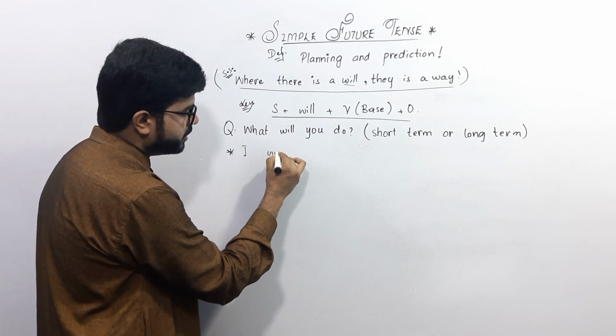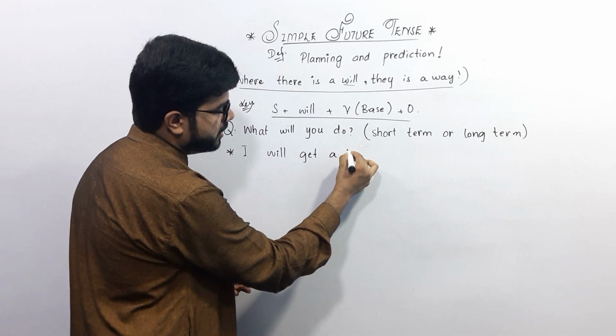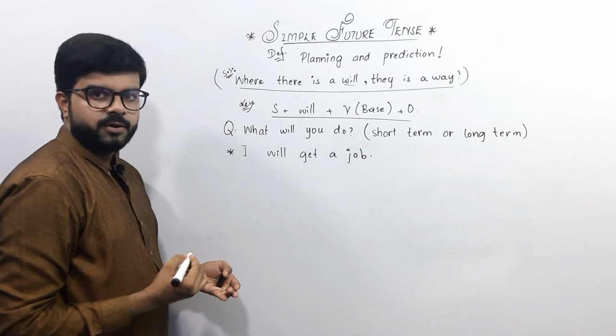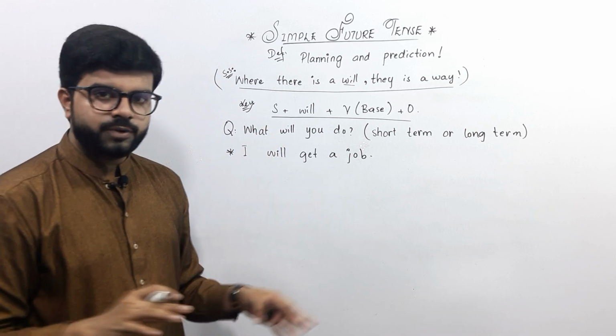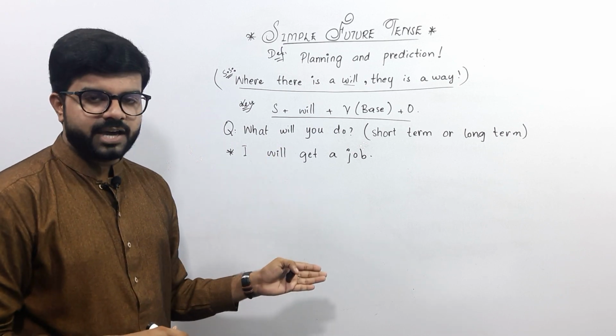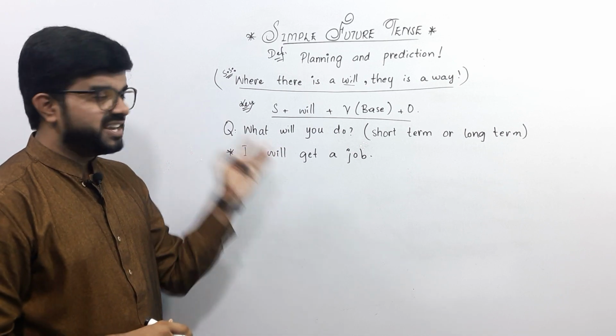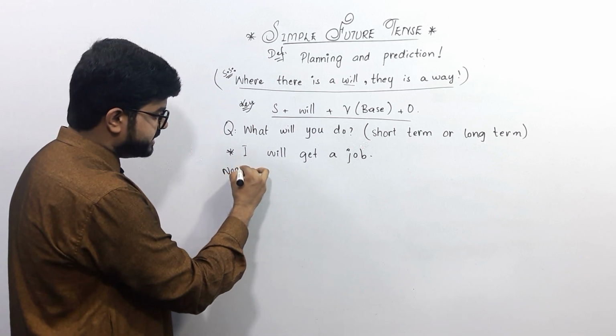So let's come back. You can answer in a certain way, right? I will get a job. All right? So though we have only one helping verb, it is not going to be confusing. Whatever subject I use, there is only one helping verb I have, right? So it is a very simple thing for you, right?